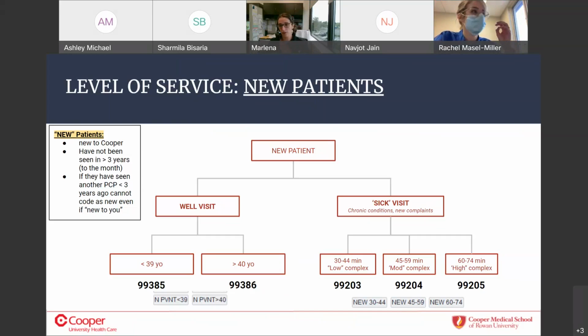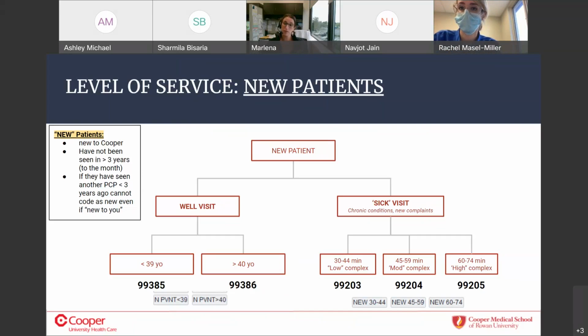Additionally, if they saw Rachel as a patient and then they come in and see me 6 months or a year later, I can't bill it as a new patient. So a lot of you guys, like I took over first Dr. Kirby and Dr. Sherman's patients. I couldn't bill them as new patients if they had seen Dr. Kirby and Sherman within 3 months.